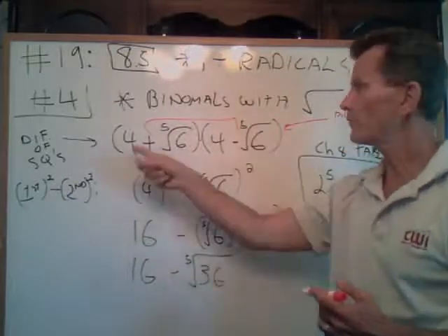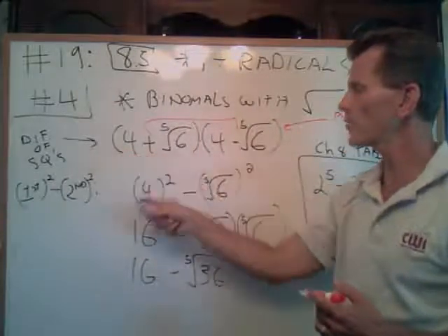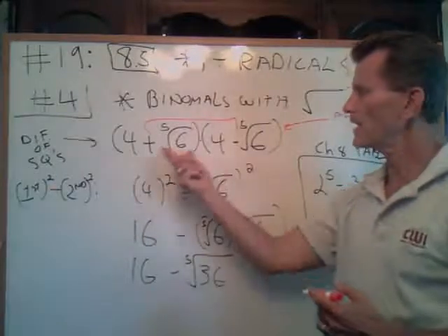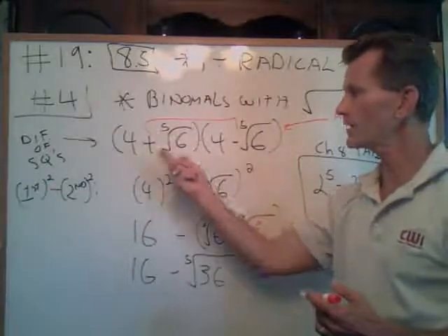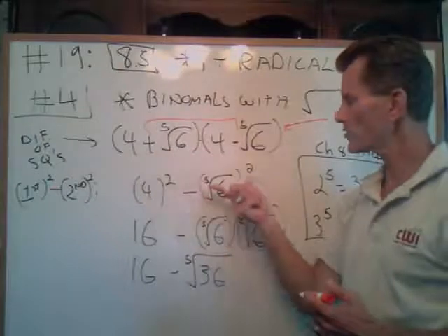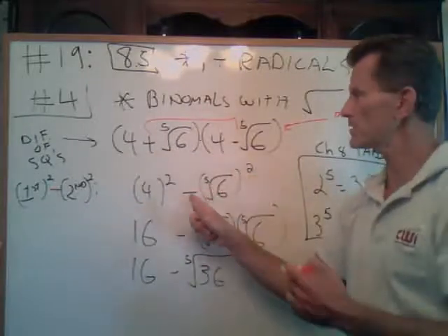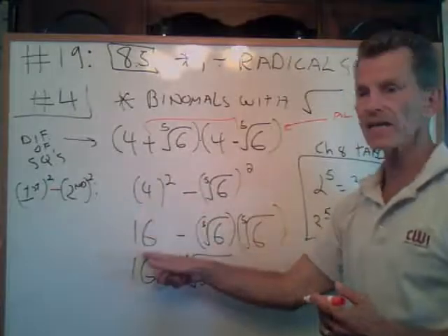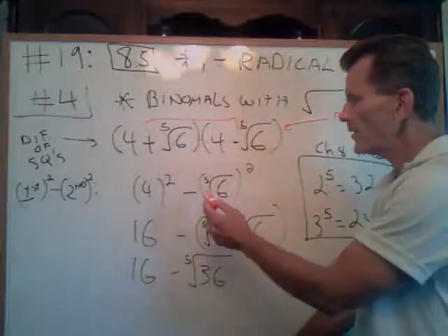What do I mean by that? What's the first term squared? 4 squared. Next, I'm taking the 5th root of 6 and I'm going to square it. So I've shown the dirty work, and there's the subtraction, the difference of squares. Okay, good news, 4 squared is 16. That's easy.